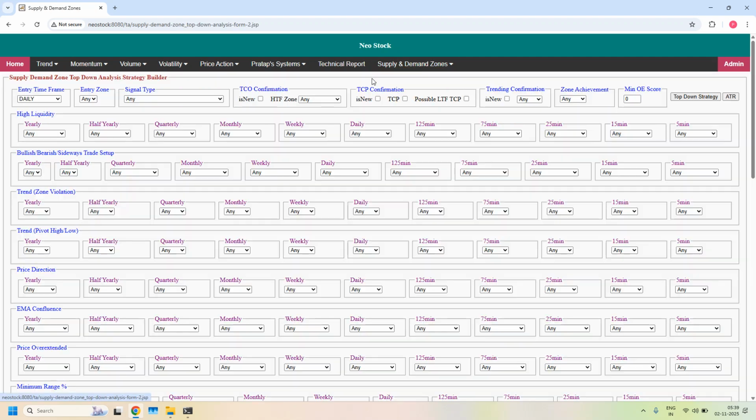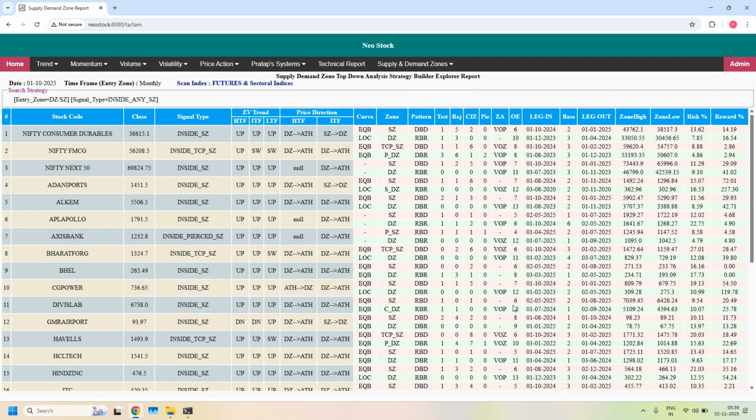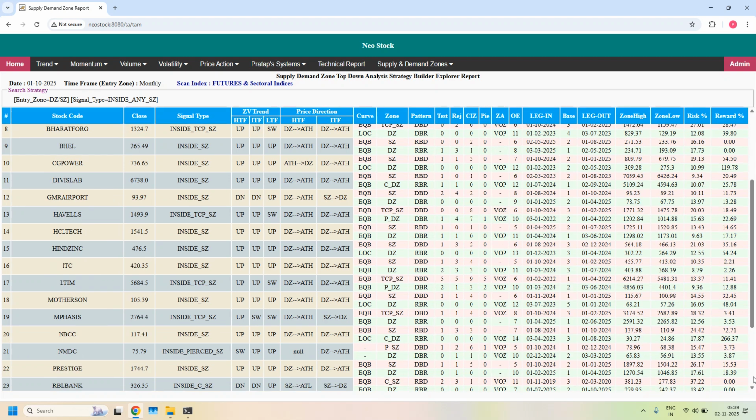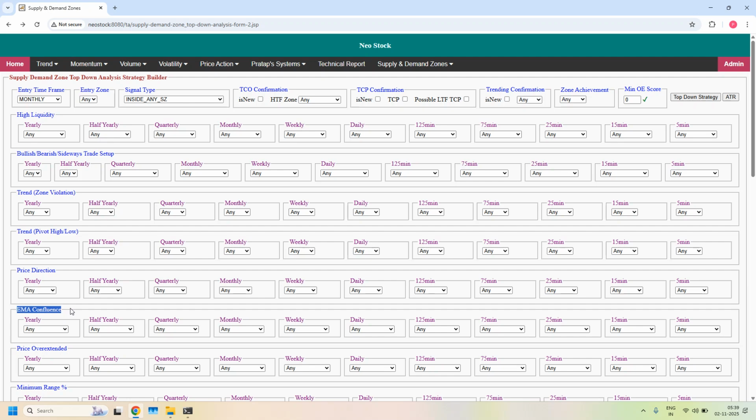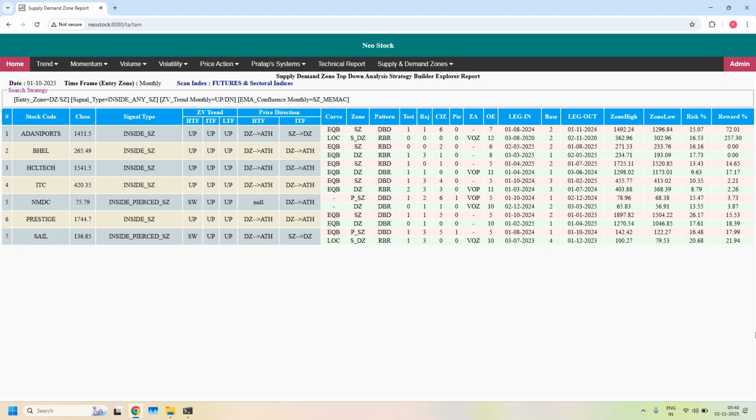Okay, next, price closed inside the monthly supply zone. First 15 stocks in the list. Scrolling the list down, 29 stocks are filtered. We can further filter this list based on monthly supply zone having monthly EMA confluence. At the same time, trend on the monthly should not be sideways. We got 7 stocks.